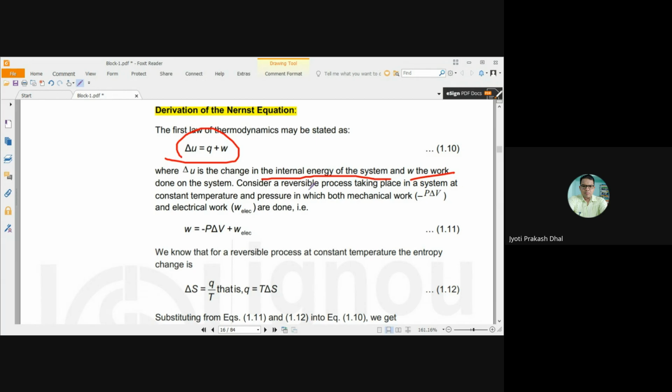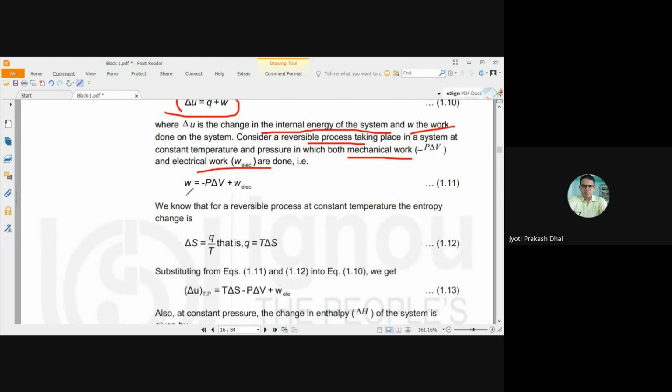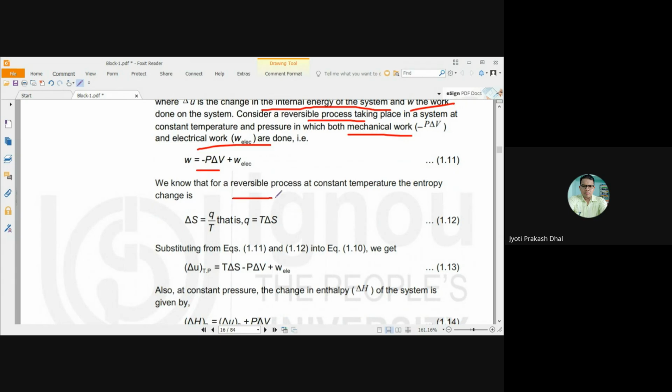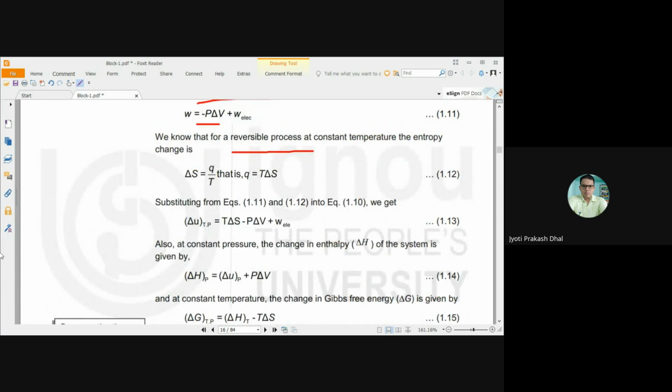And consider a reversible process taking place in a system at constant temperature and pressure, in which both pressure-volume work or mechanical work, that is PΔV, and electrical work are done, and hence W equals minus PΔV plus W electrical, the overall work. We know that for a reversible process at constant temperature, the entropy change ΔS equals Q reversible by T, that is Q equals TΔS.